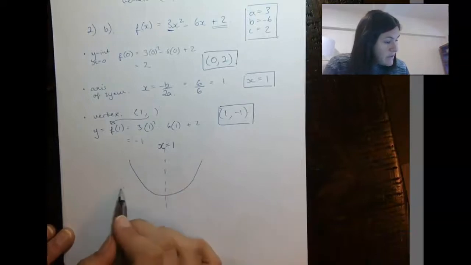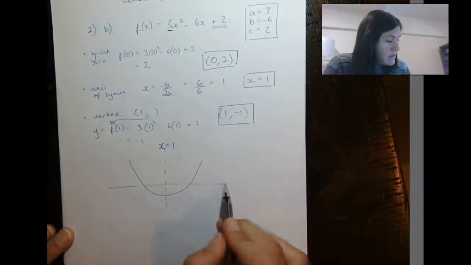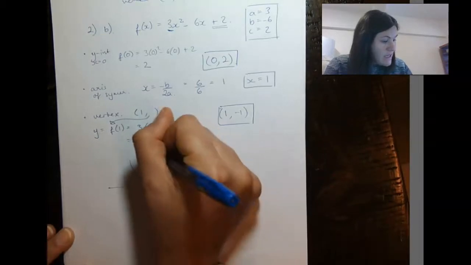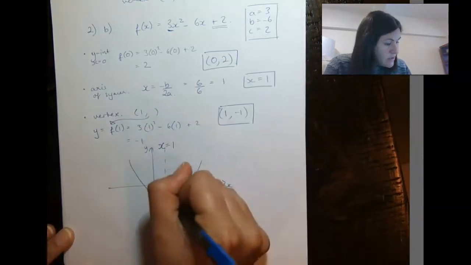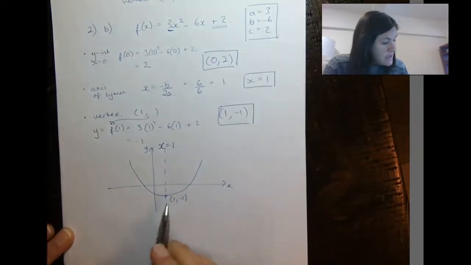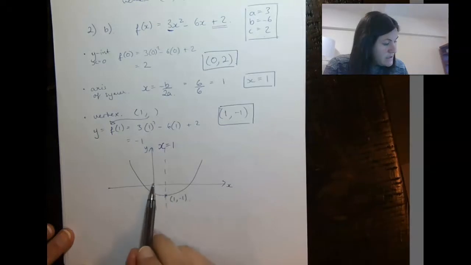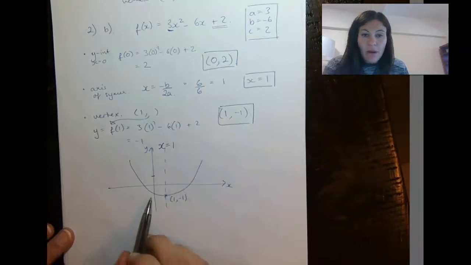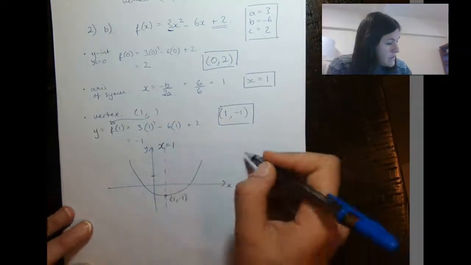This is negative, so I'm going to put my x-axis there. I'm going to put my y-axis here so that those coordinates make sense. 1, negative 1, and the y-intercept is 0, 2. Okay, so I haven't done a very good sketch there because my y-intercept should be up here. I'm going to try this again.